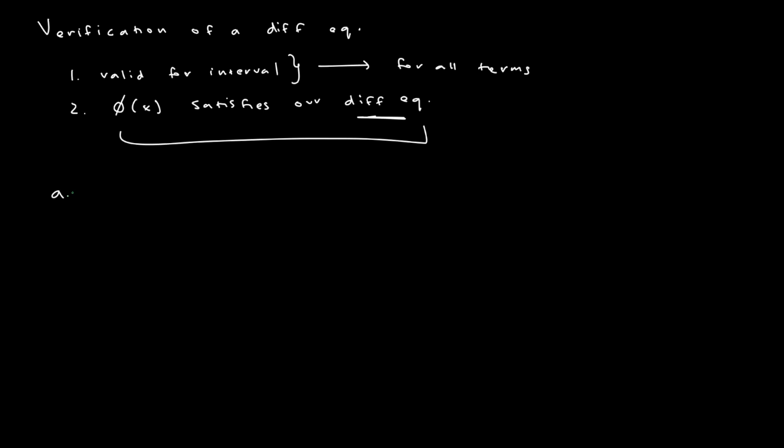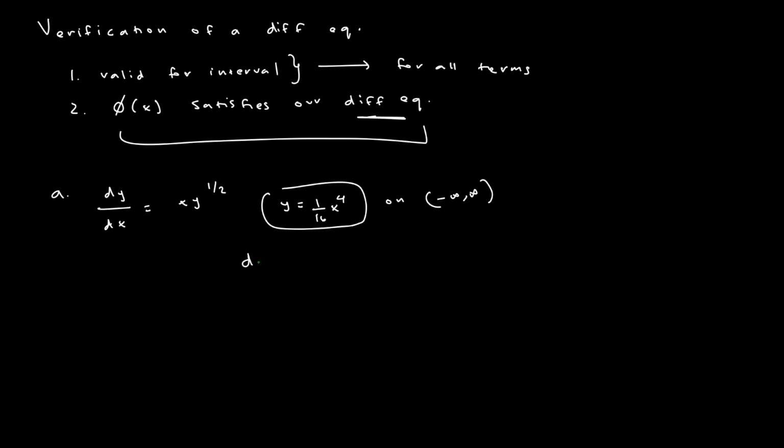And so one example would be we're given dy over dx is equal to x y to the power of 1/2, and then we're saying that the solution is y is equal to 1 over 16 x to the power of 4 on the interval of all reals. And so how do we verify this? Well, we're given that this is the explicit solution, so let's just find the derivative. So dy over dx is equal to 1 over 4 x to the power of 3, right? And over here we're given that that should equal this.